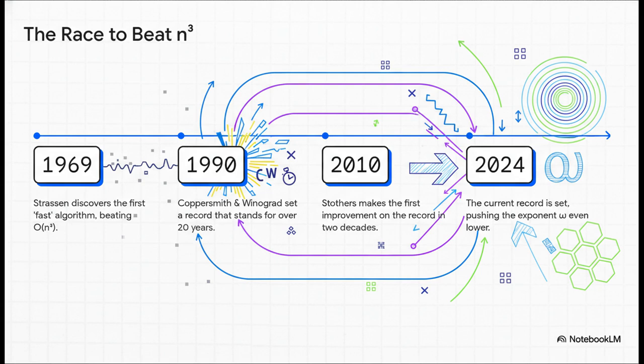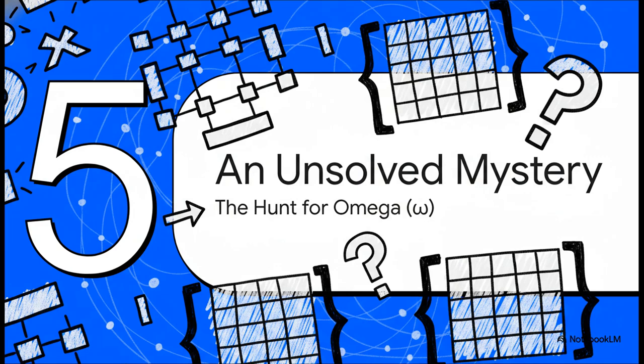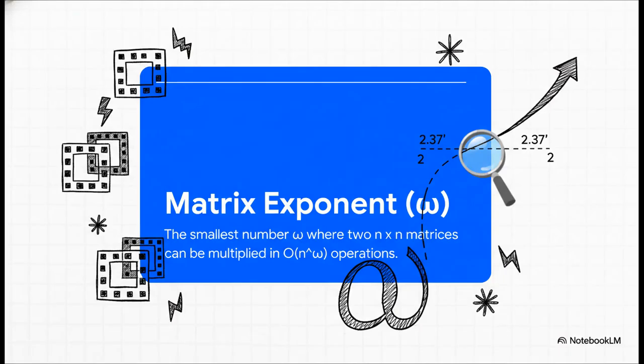This whole quest brings us to one of the biggest open questions in all of theoretical computer science, the hunt for a fundamental constant of the universe, known as omega. So omega, that's the symbol for the true, ultimate exponent for matrix multiplication. It's like a cosmic speed limit. It represents the absolute fastest this operation could ever possibly be done, even in theory. We don't know what it is, but we've been hunting it down for decades.